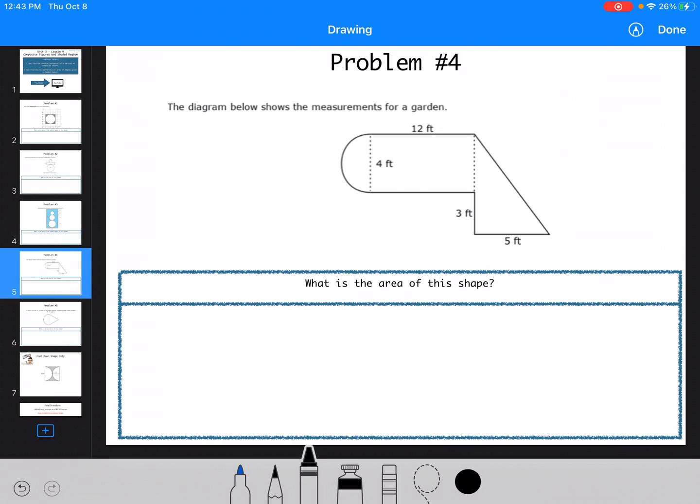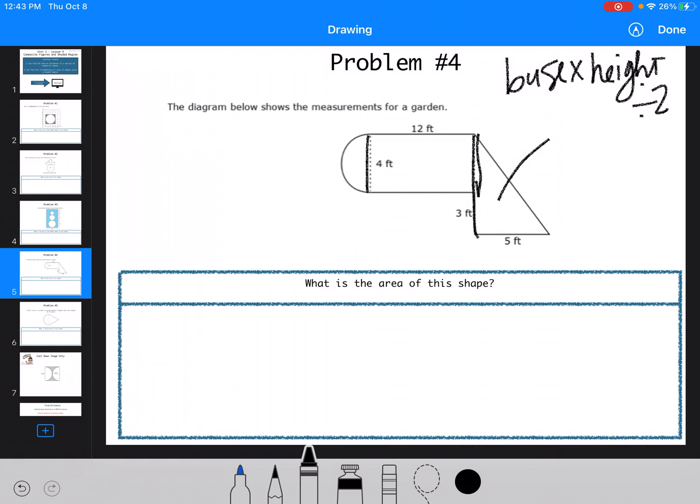All right, this one they want us to find the area of the shape. So they've already divided it out for us, which makes it nice, but it's not perfect. So I have my triangle. So I have base times height divided by 2. So my base is 5. My height, though, is 3 plus an additional 4. So 7 divided by 2. So I end up with 35 divided by 2. And I get 17.5 feet squared. So that's one area.